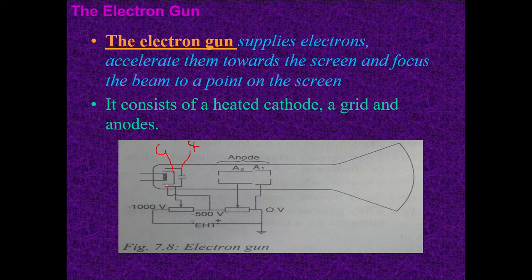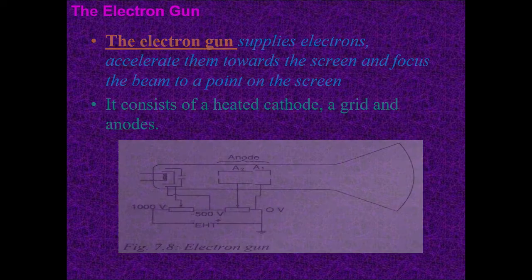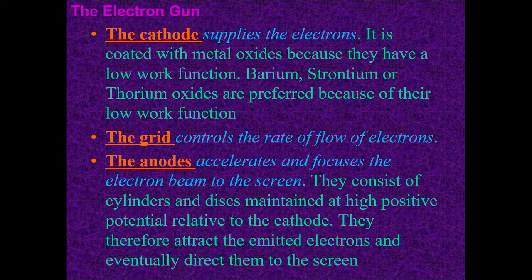Now, on the grid, there's a difference here. Notice the first part is connected to a potential of negative 500 volts, and the other part is connected to negative 1000, the cathode. So the two cause some difference, some electric field. Now notice both of them are negative, so there's a repulsion that occurs. Because of the difference in potential, this one is slightly more positive than the other one. So there shall be some passage of electrons. Some will pass, others will be repelled. So that is the basic idea that we have here about the anodes and the grid.